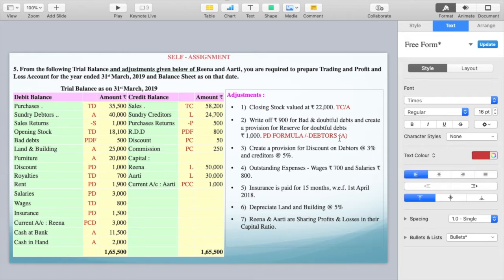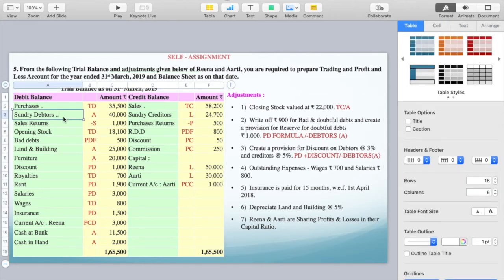Then create a provision for discount on debtors at 3% and on creditors at 5%, right? So first we'll discuss about the discount on debtors. So discount on debtors, again PD, okay, P&L debit side, but it will be add to discount, and less from debtors, and debtors we write on the asset side. So one more adjustment on debtors. Okay, now this discount on debtors and on creditors we have done several times now, so now we know what are the effects of the same.